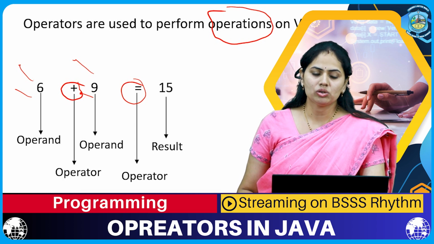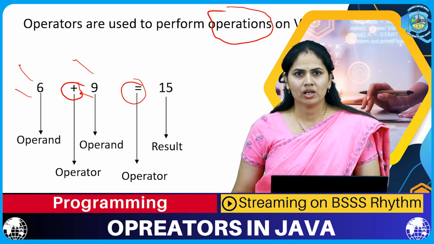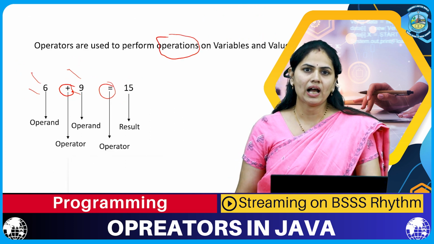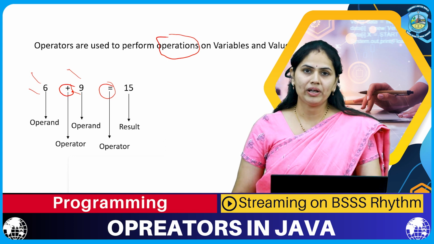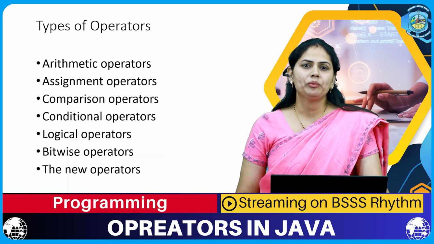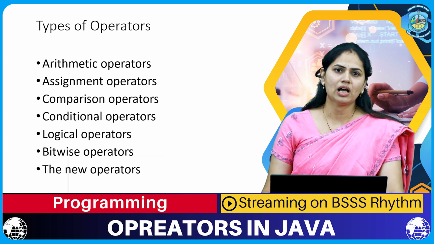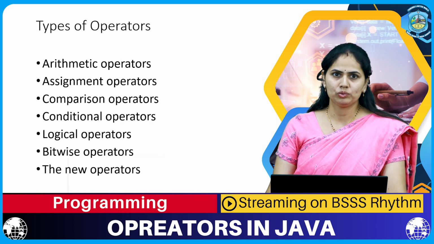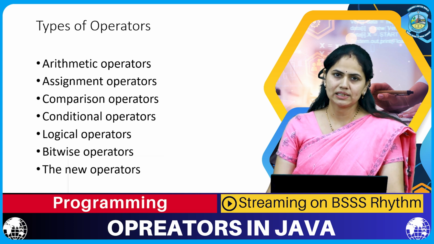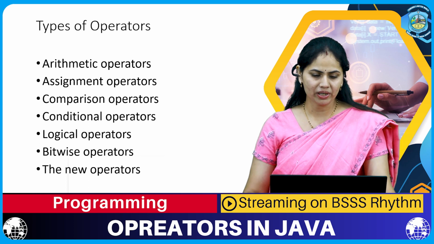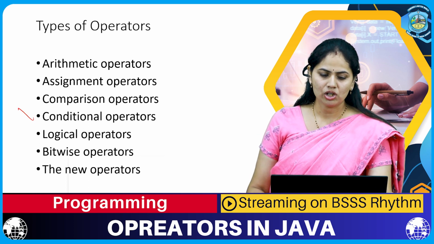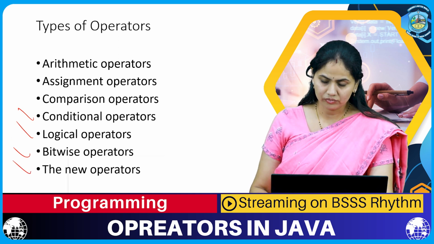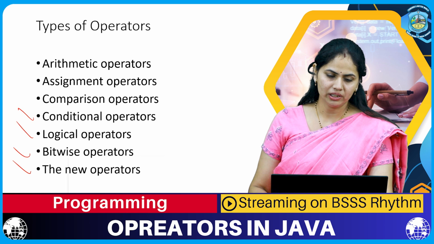Is equal to is also an operator. So, what is an operator? It is simply used to perform operations either on values or on variables. Now, we have various types of operators in Java. These are the operators which are primarily used: arithmetic operators, assignment operator, comparison operator, conditional operator, logical operator, bitwise operator and new operator. New operator is new in Java.